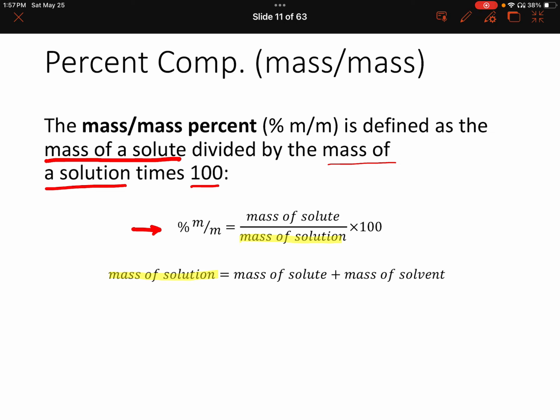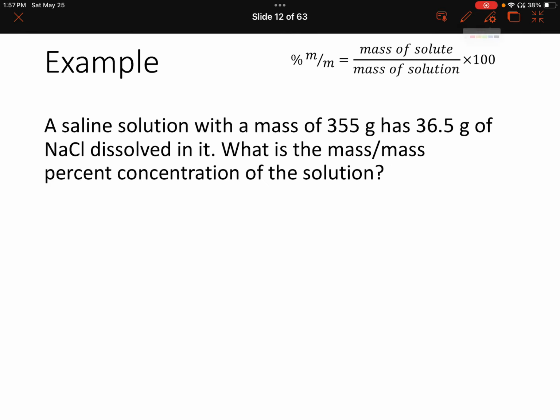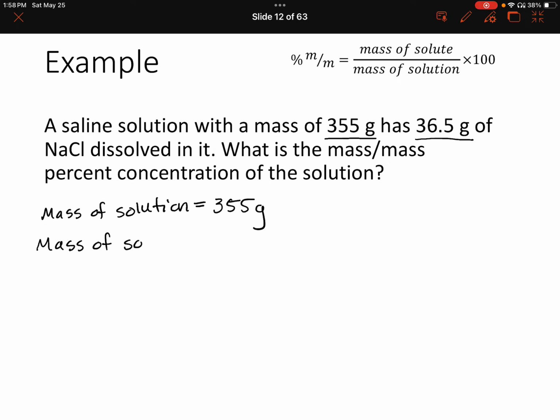Let's do an example problem where we calculate this percent composition. Let's say we have a saline solution with a mass of 355 grams. It sounds like that's the total mass of the solution, so let's write that down. Then we're told that this solution has 36.5 grams of sodium chloride dissolved in it. So that is the mass of the solute. Now, how did I know that sodium chloride was the solute? Well, remember that the solute is the substance that's in a smaller amount.